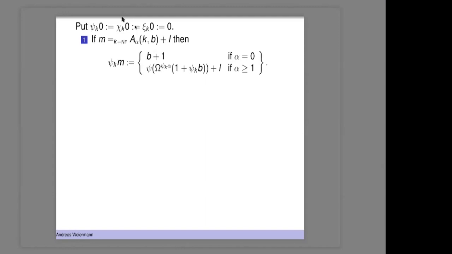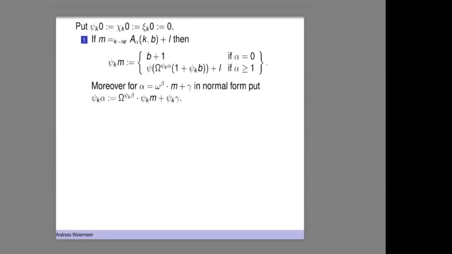But the point here is that if I have an M of the form A alpha K B, then I'm using the psi function. And the psi function uses values of psi K of alpha and 1 plus psi K of B. And for this, I have to explain. So I define psi K of M, but I have not yet defined what is psi K of alpha. Psi K of alpha is defined as follows by recursion.